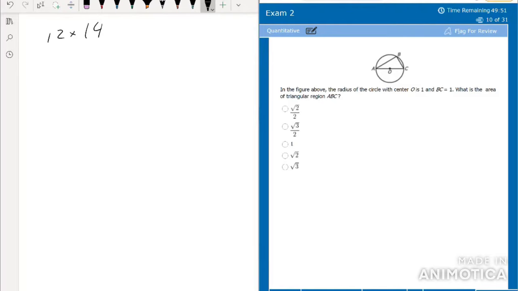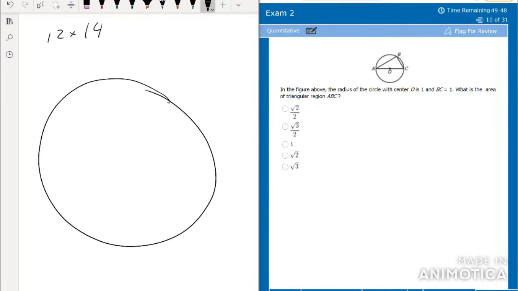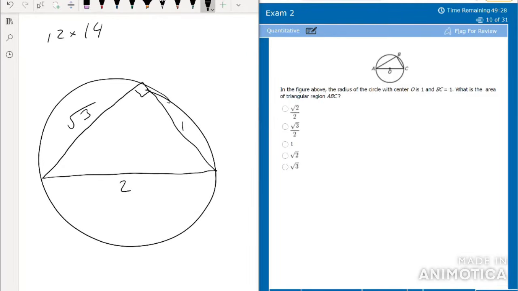What is the area? Okay, well, we've got a circle, and it's a diameter, and so this is a right angle. Radius of the circle, center O is 1, and BC equals 1. So this whole thing is 2, which means that this side is length root 3 using Pythagoras. And so half base times height is root 3 over 2, and that was quite easy.